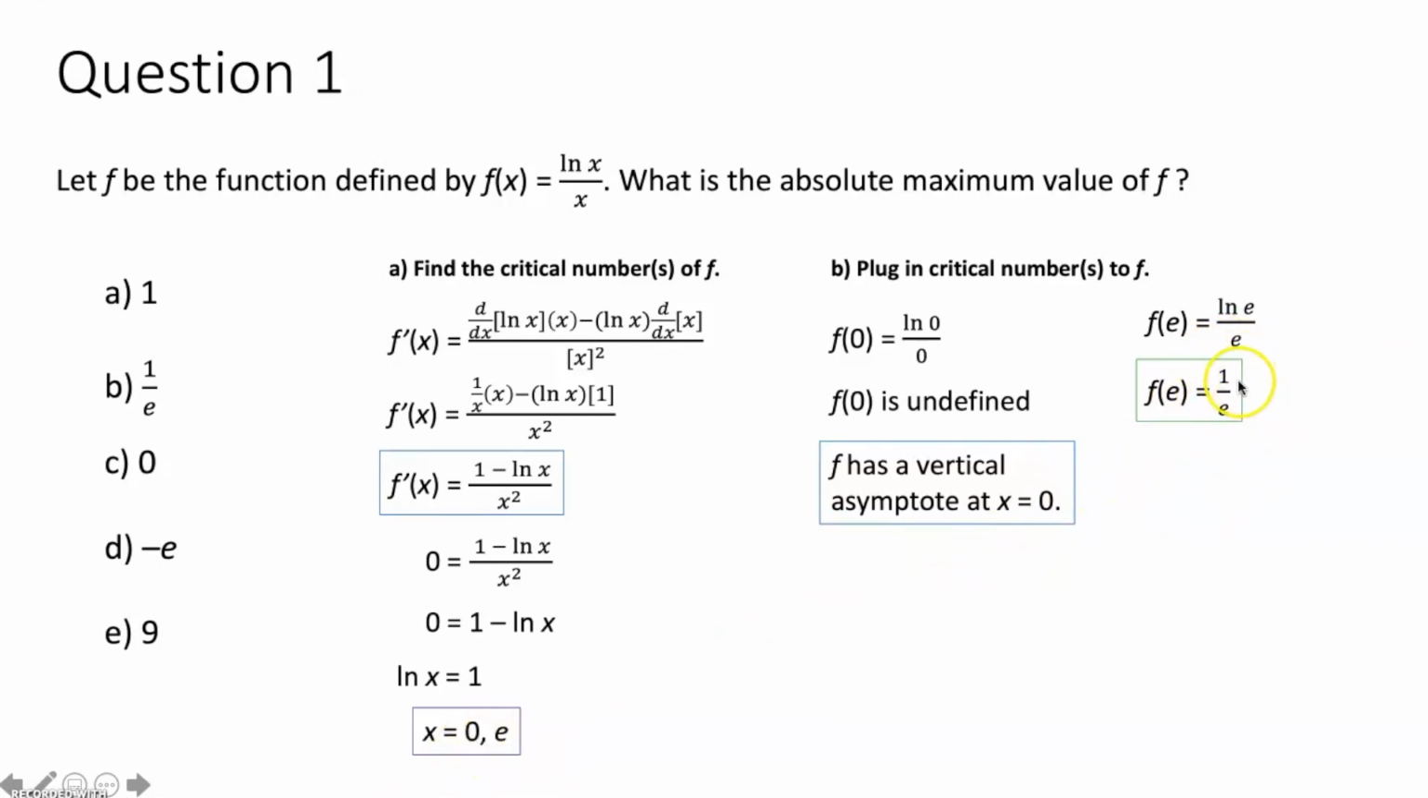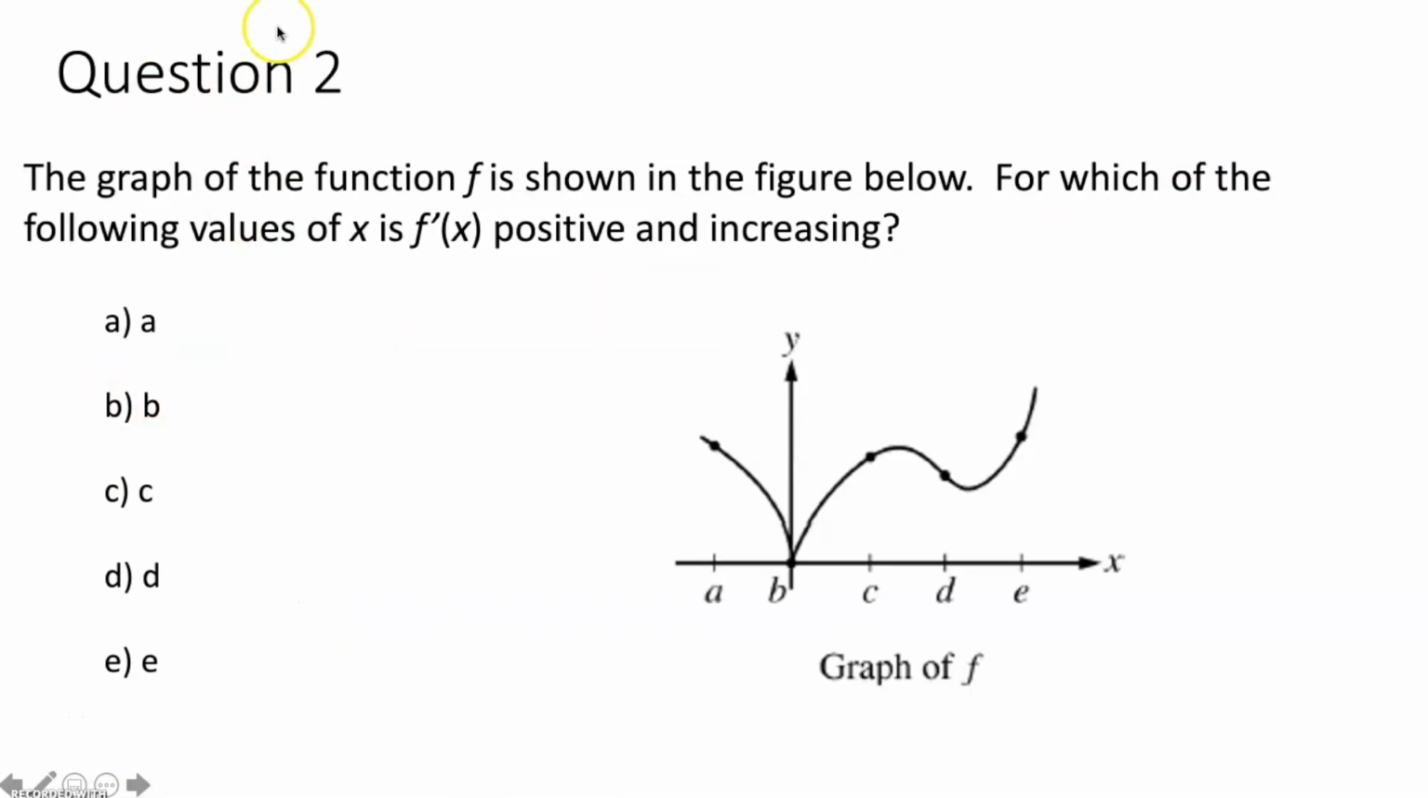So this has to be our absolute maximum value on that given function, meaning b is your answer. Question 2 says the graph of the function f is shown in the figure below. For which of the following values of x is f prime of x positive and increasing?